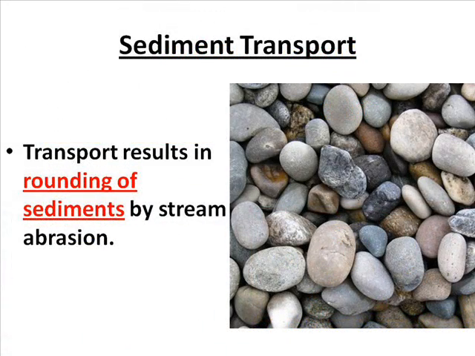This slide shows a picture of rocks that have been abraded. They look round, smooth, and smaller than they once were. As rocks bump into each other as the water moves them downstream, they become like these rocks you see here.